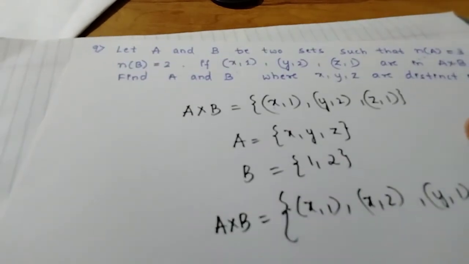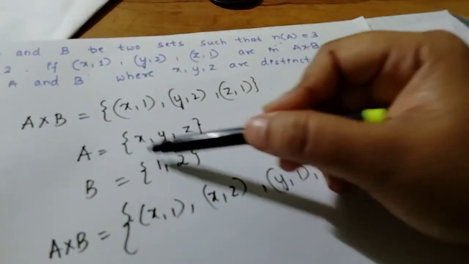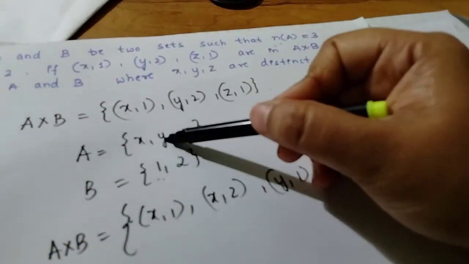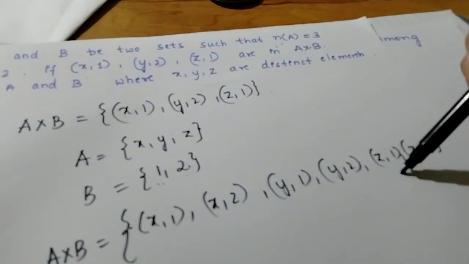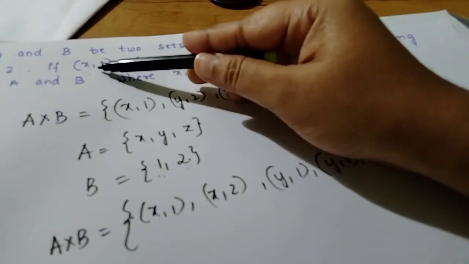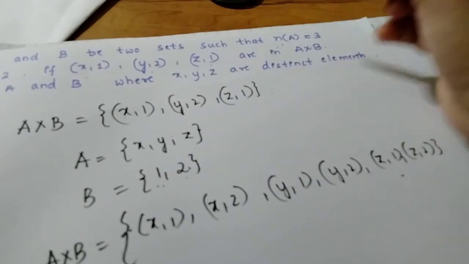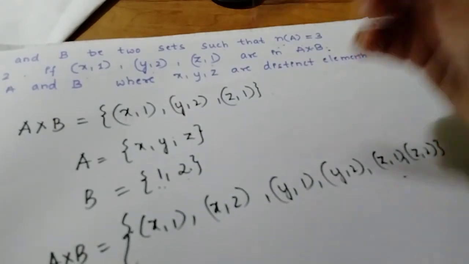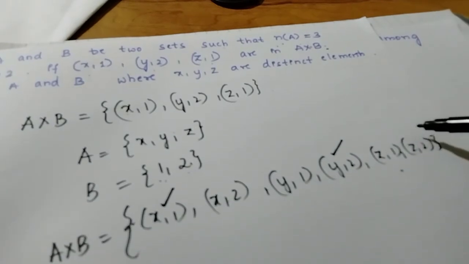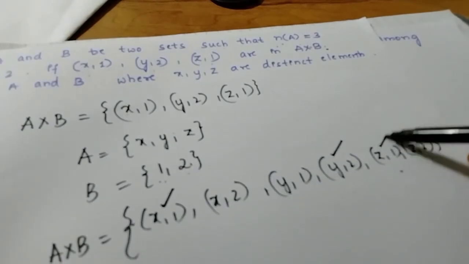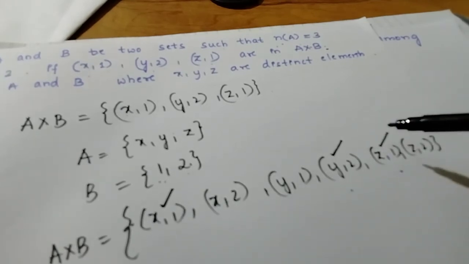So this is your A cross B. X with 1, x with 2, y with 1, y with 2, z with 1 and z with 2. So this is your A cross B. And in the question what have they given? (x, 1), (y, 2) and (z, 1). These three are there in your ordered cross product A cross B. So all these are there in our A cross B set.